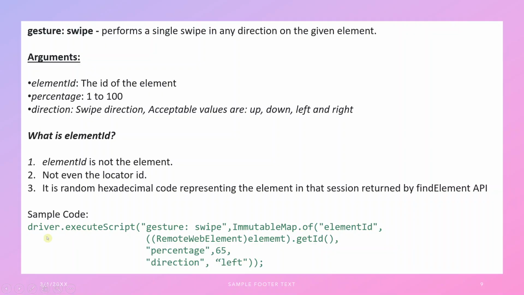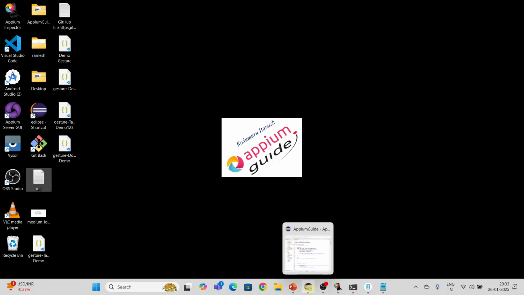And the sample code looks like this: I have to use the driver dot execute script method, and I have to specify the command here, that is gestures colon swipe, and I have to mention the list of arguments here. That is the element id, percentage and direction of the swipe. Now this is the theory. Now we will start the coding part.